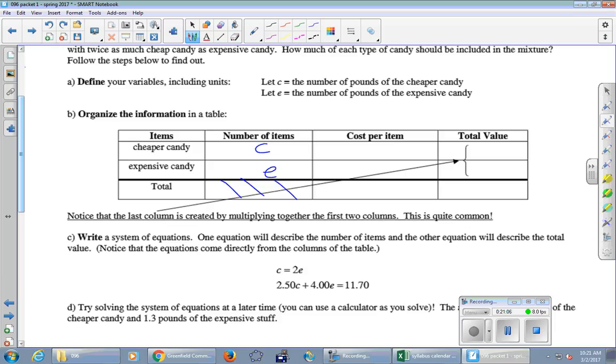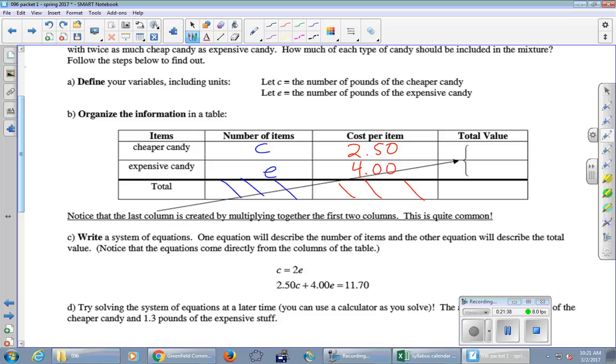The middle column is typically the easiest to fill in. Cost per item, how much cost per pound in this case? How much is the cheap stuff? $2.50, so put $2.50 there. And the expensive, $4. Cost per item total, that doesn't really even make sense. I mean, I guess you could think about the average cost per pound for the whole jar, but it's not just right in the middle of $2.50 and $4 because there's more of one than the other. So we don't fill that guy in.